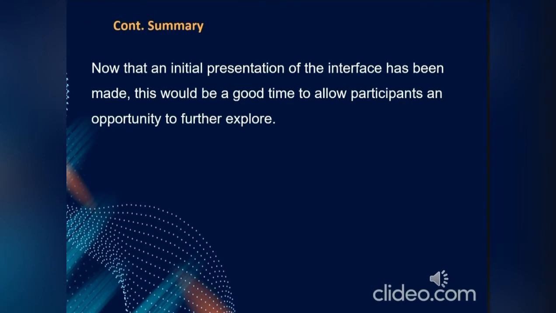Now that an initial presentation of the interface has been made, this would be a good time to allow participants an opportunity to further explore. We will see some more functionality and some more tools in the next section, so the emphasis can be on the tools that are visible in the default interface. What information is shown in the five tools, what interactions between tools are possible, what simple tweaks to the settings and options are worth trying. Participants can use the Austen corpus or a simple corpus of their own, ideally one that contains multiple documents.